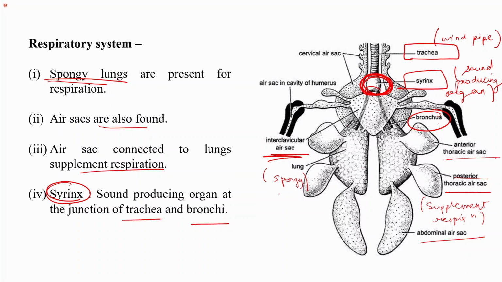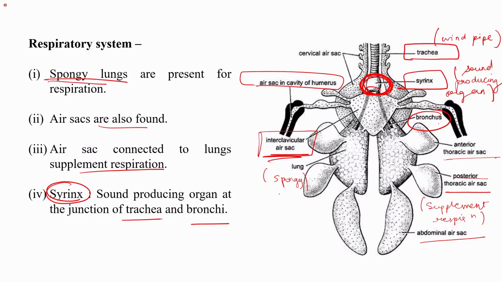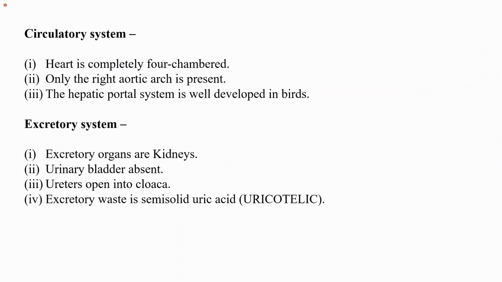So these lungs are spongy, supplemented with various air sacs like the interclavicular air sac, then the air sac in the cavity of humerus, which is the bone, then the anterior thoracic air sac and posterior thoracic air sac. These air sacs help in the respiration, therefore they supplement the respiration. Right? So this is the respiratory system. The most important thing is the syrinx, which is the sound box, present at the junction of the trachea and bronchi.